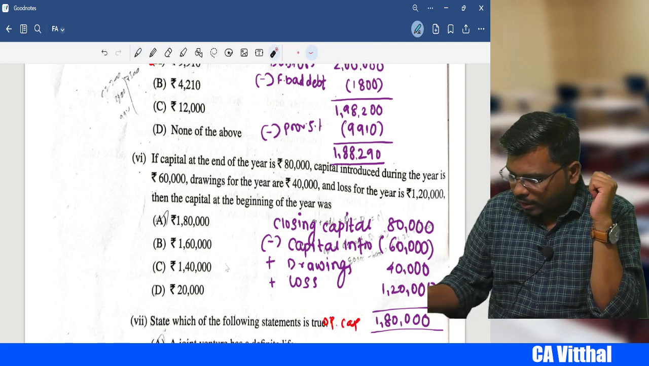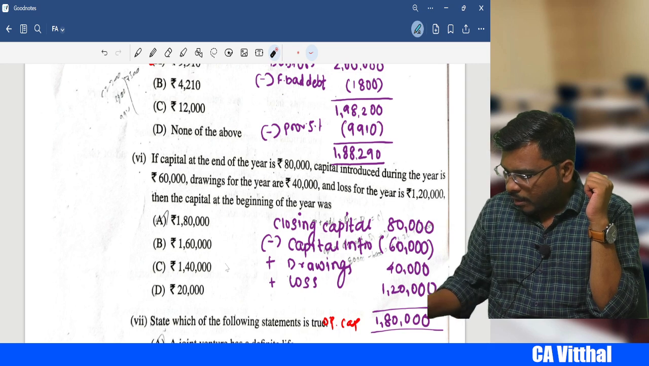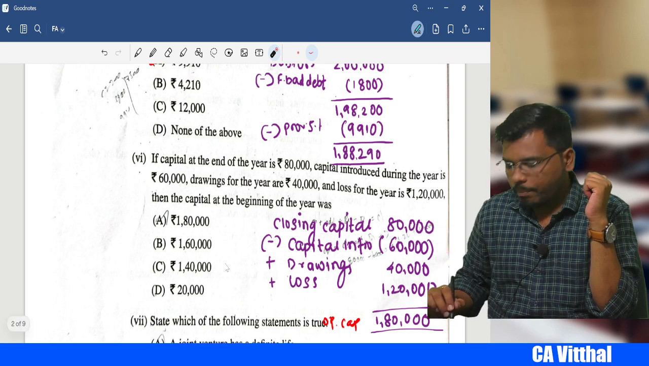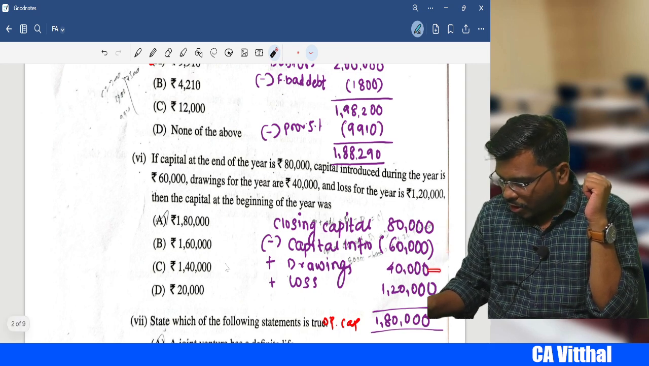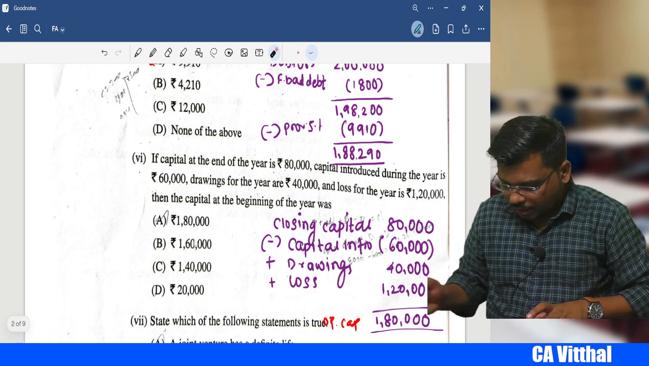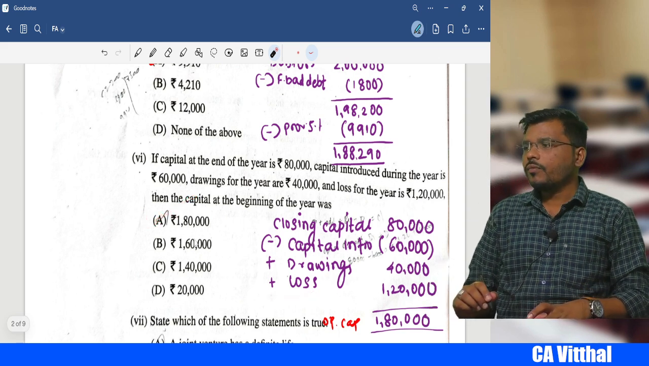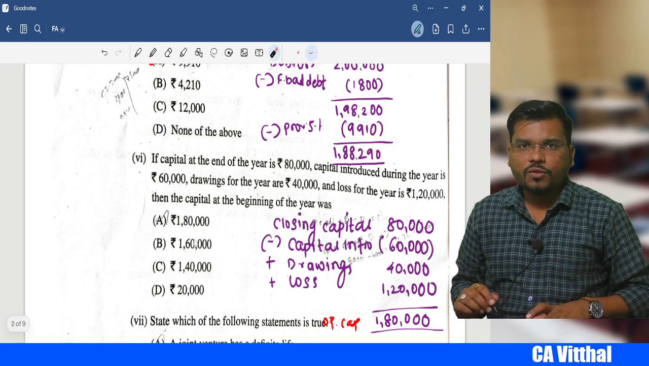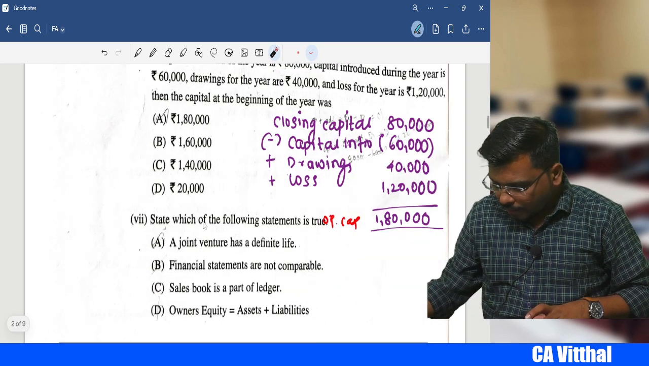So what have we done here? Closing capital minus capital introduced, add drawings and add loss, you get the opening capital, that is 1,80,000. Option A was the correct answer, my dear students, right? Okay, please come to the next one.